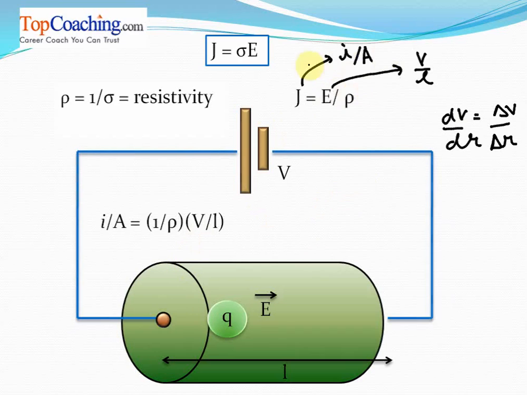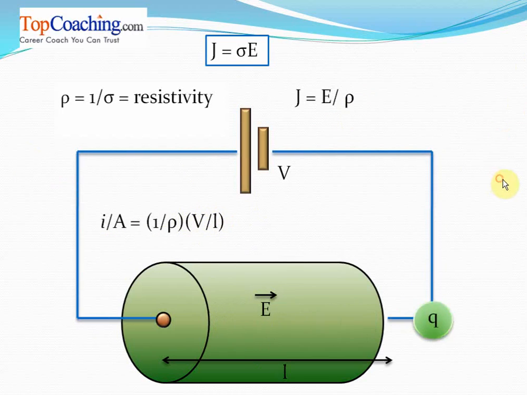So when we make these replacements, and when we replace sigma, the conductivity, with 1 by rho, the resistivity, we get this expression. I by A is 1 by rho into V by L. On further simplification, we get V equal to rho L by A into I. The term rho L by A, where rho is the resistivity, L is the length of the conductor, across which we are applying the potential difference, and A is the area of cross-section of the conductor.